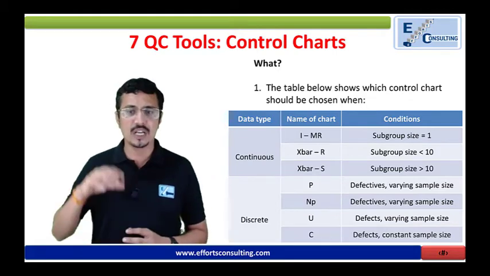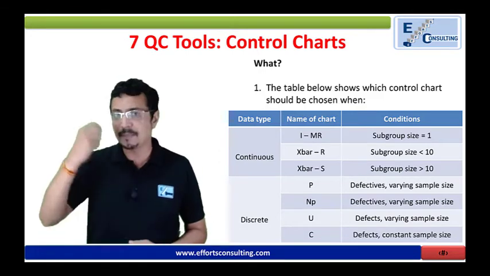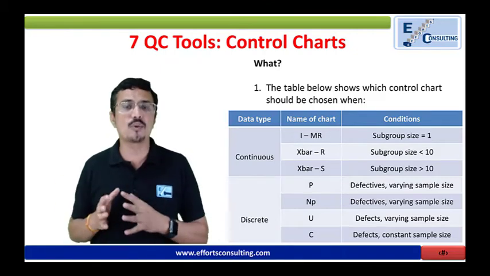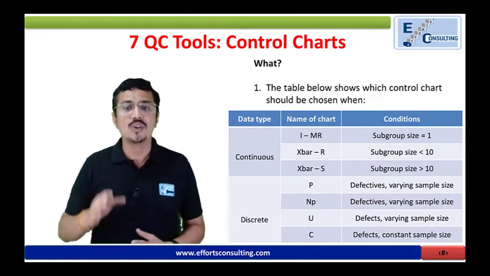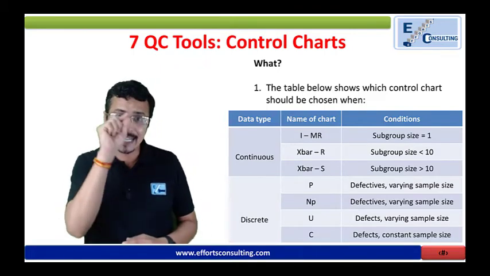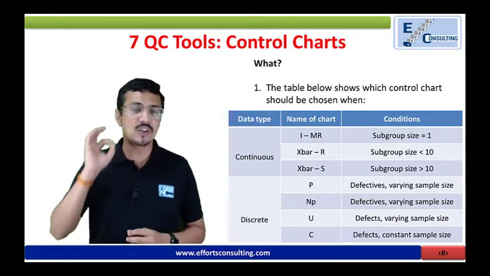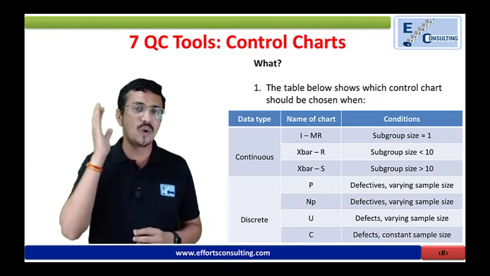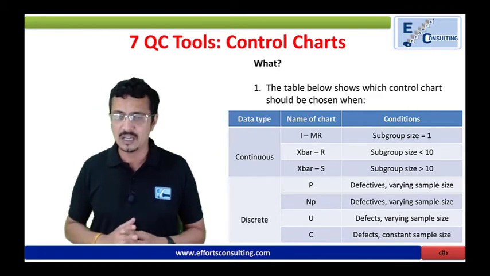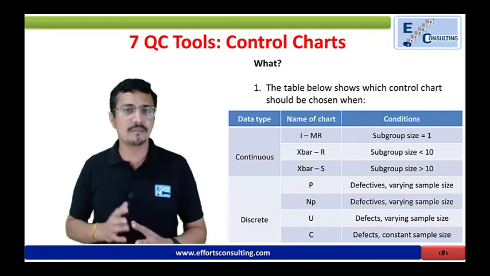So P chart, when you have defects and the sample size is varying, you can use the P chart. If the sample size is varying, then you can use the NP, that is the number of proportion chart. When you are looking at the defects, unit of defects, that is denoted as U, and varying sample size, you can use the U chart. Having constant sample size and looking at the defects from the unit or from the load, you can use the C chart. Based on the type of defective and defect and variation in your sample size, you can choose the relevant chart.